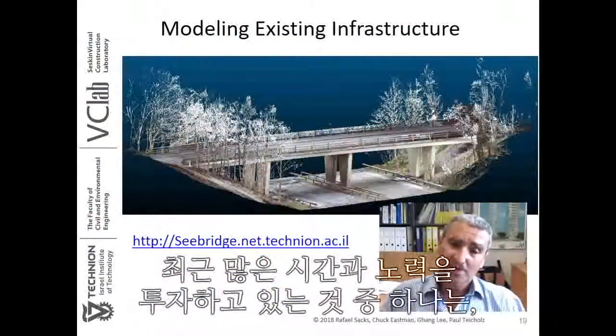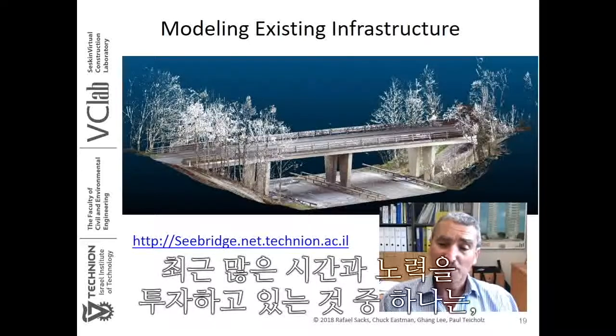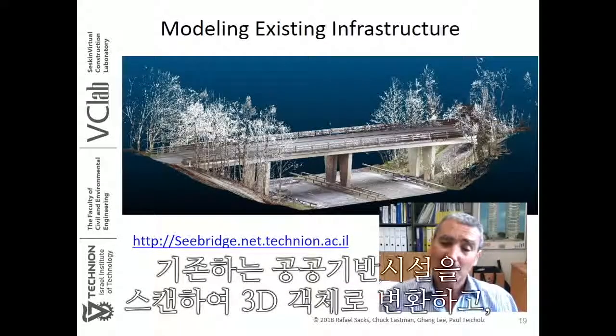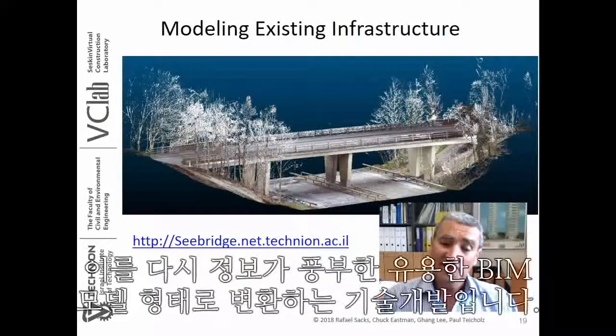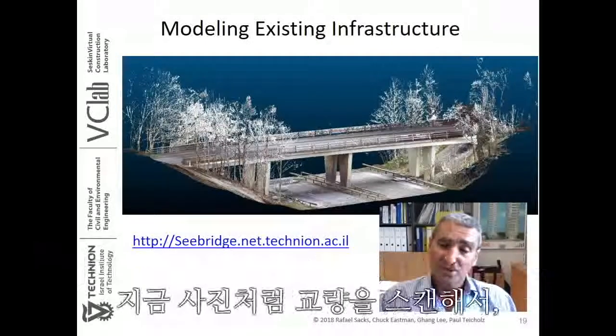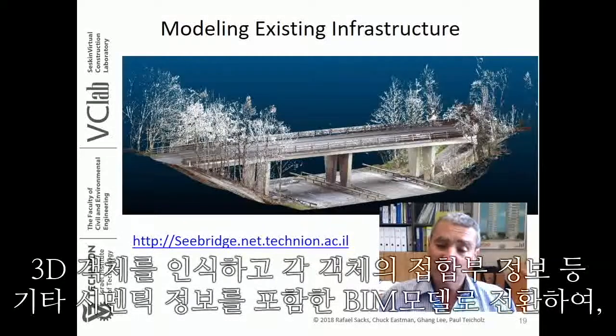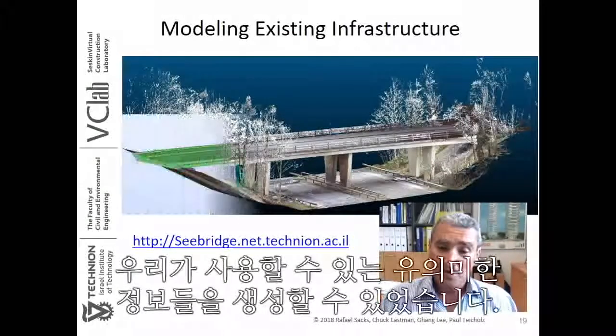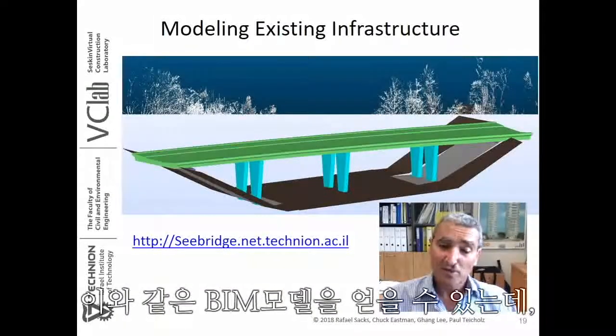Another thing that's changed is that we're spending a lot more time and investing a lot more effort in solving this problem of being able to scan existing infrastructure, translate it into 3D objects, and then transform those 3D objects into useful, information-rich BIM models. One of the projects that's pushed this idea much further ahead is called Seabridge, a European Union project under the Information umbrella, which went very far in being able to scan a bridge like this one, identify the 3D objects within it, and then turn those into native BIM models together with all the connections and the other rich semantic information that we need to be able to use. You can see that that turns into a BIM model, something like that, which is dimensionally accurate but also semantically rich.